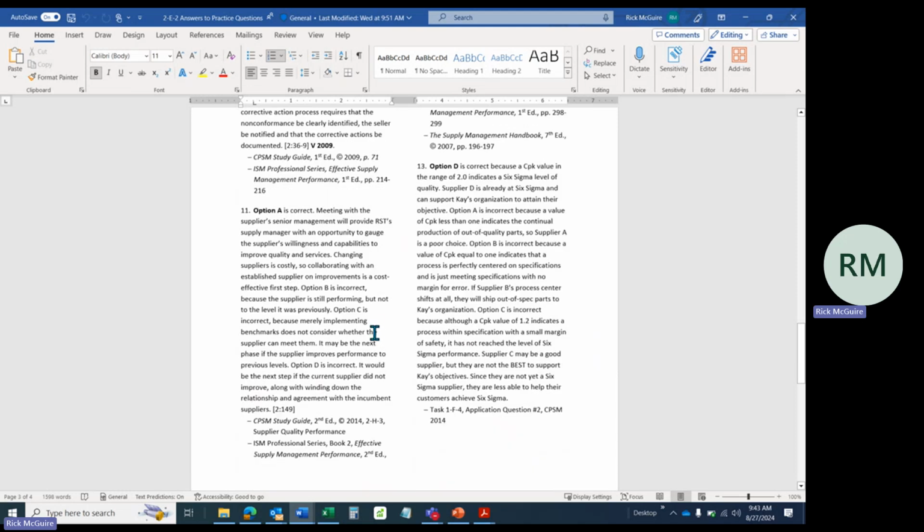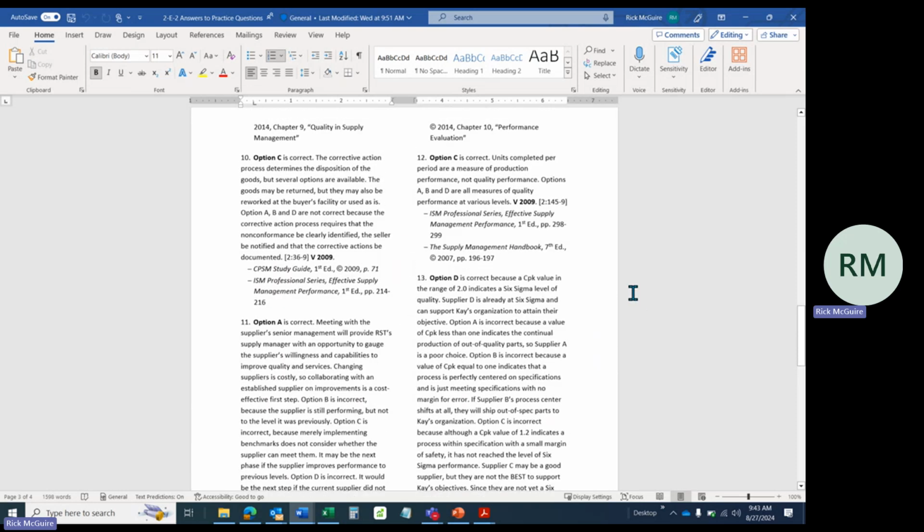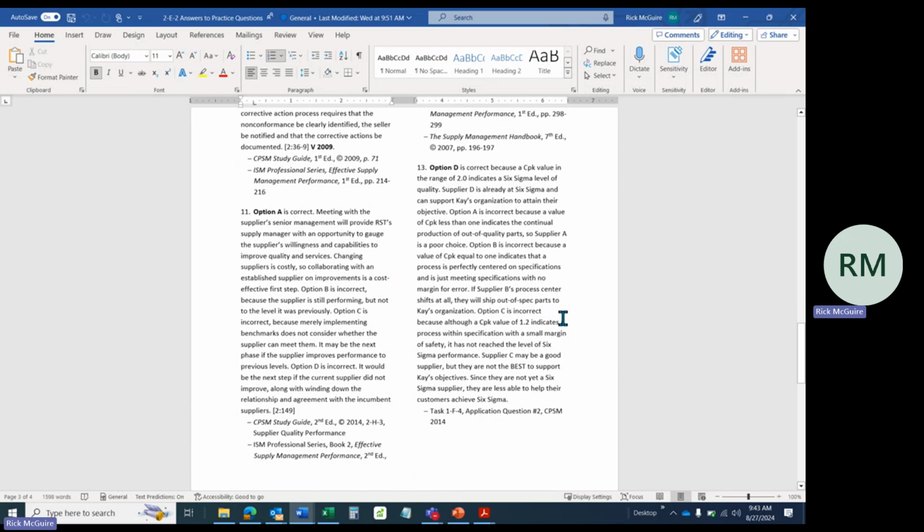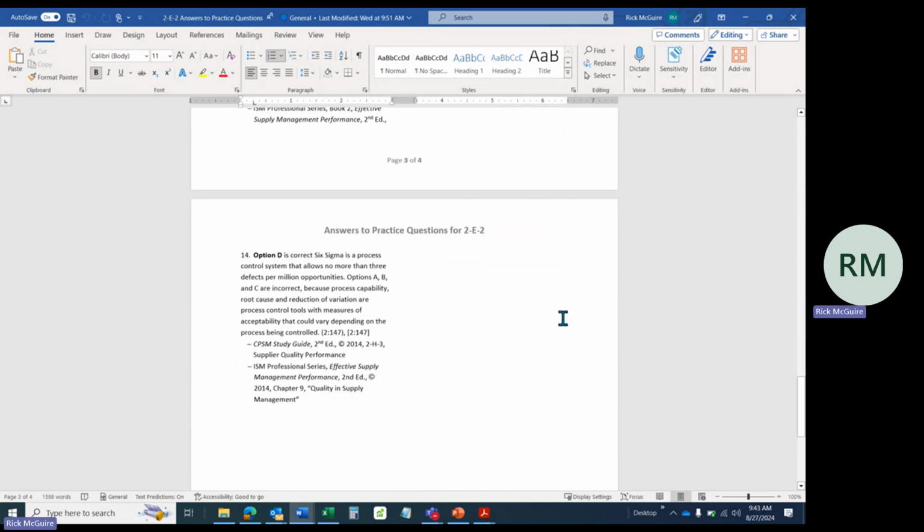11 is Alpha. Meeting with suppliers' senior management will provide supply management with the opportunity to gauge suppliers' willingness and capabilities to improve quality and service. 12 is Charlie. Units completed per period are a measure of production performance, not quality performance. And 13 is Delta. A CPK value of 2 indicates Six Sigma. And 14 is Delta. Six Sigma is a process control system that allows no more than 3.4 defects per million opportunities.